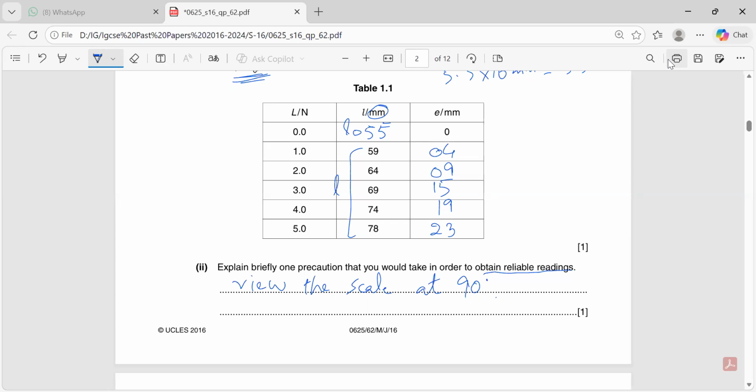So my dear friends, we need to solve it. We need to improve it by looking at the scale at 90 degrees and to avoid parallax error. And also let me tell you, if you are writing here, avoid parallax error, you will be given 0 mark, because only writing parallax error is not enough. You have to actually explain it. How to overcome that parallax error? Parallax error means you are not looking at the scale at 90 degrees.